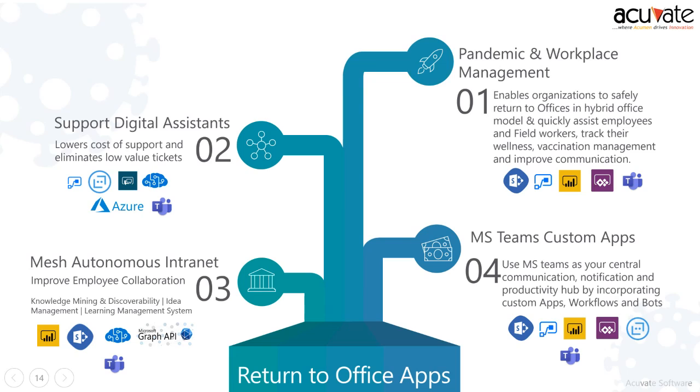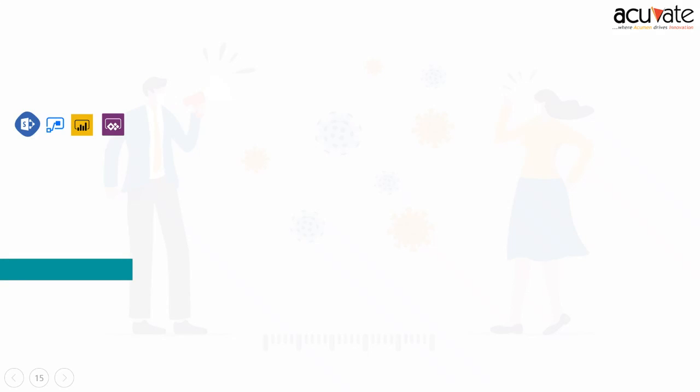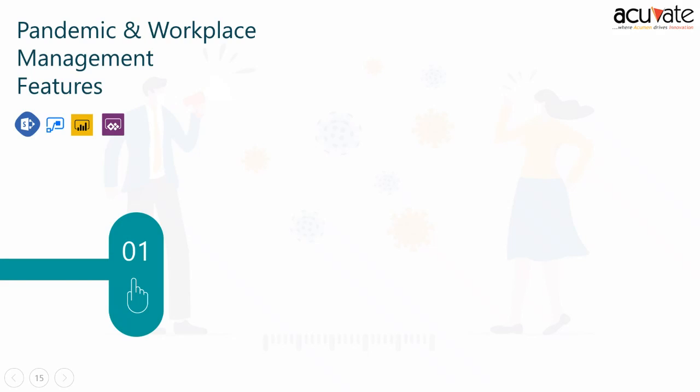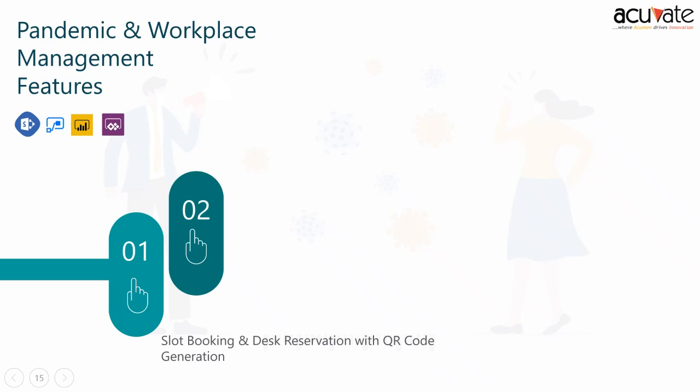Now let's dig into each and every app, look at the high level features, and directly jump into the demo, right? The first one is the return to work pandemic management app, the pandemic and workplace management app. As with any workplace management app, one of the most critical things is to make sure that you are providing slot booking and desk reservation capabilities. So the app is very low code and allows you to completely manage your desks, slots, even right from your floors and cubicles.